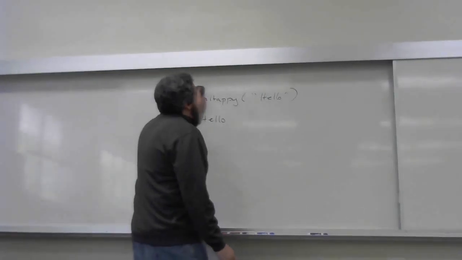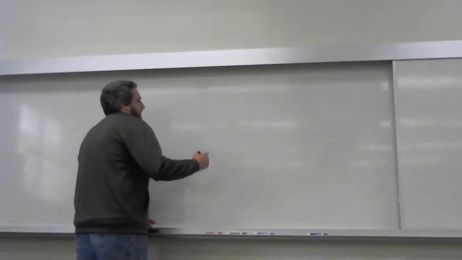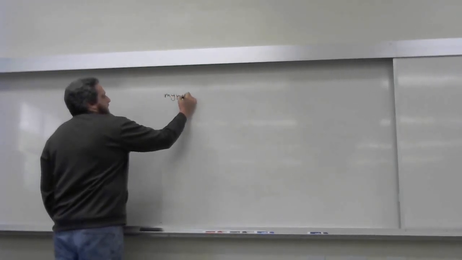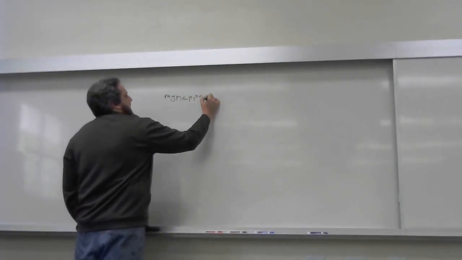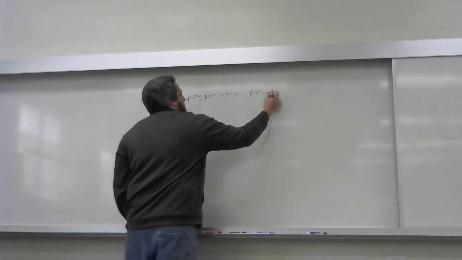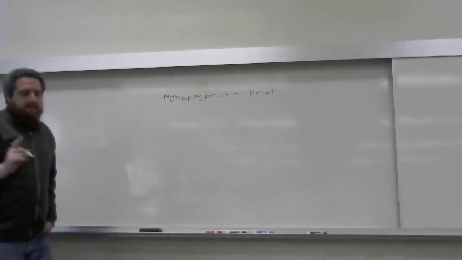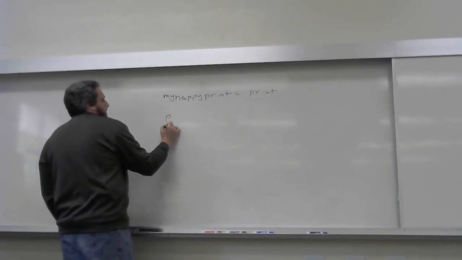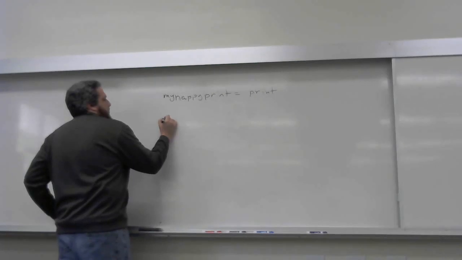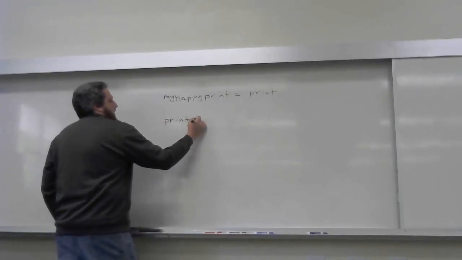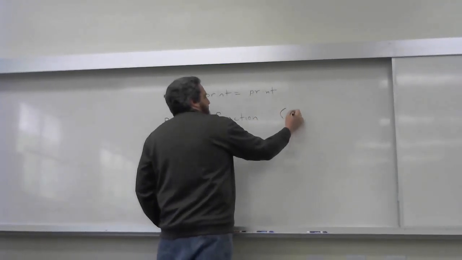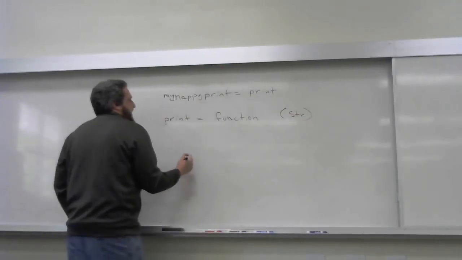What I do is I do this. I say, my happy print equals print. Then I can do the following. I can define print again. So I'm going to say function. Let me do it the hard way first. Print equals the function that takes a single string argument.